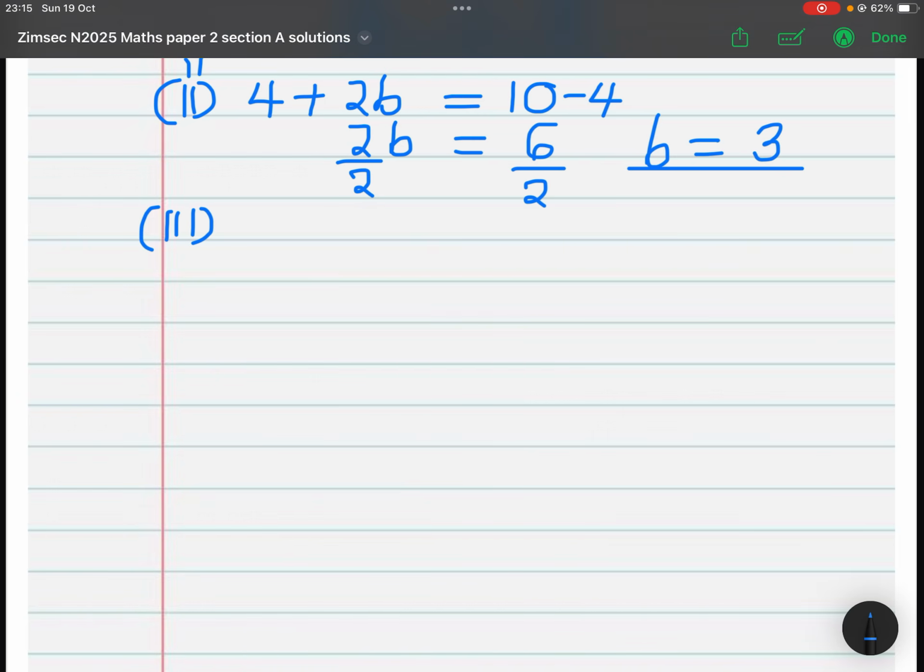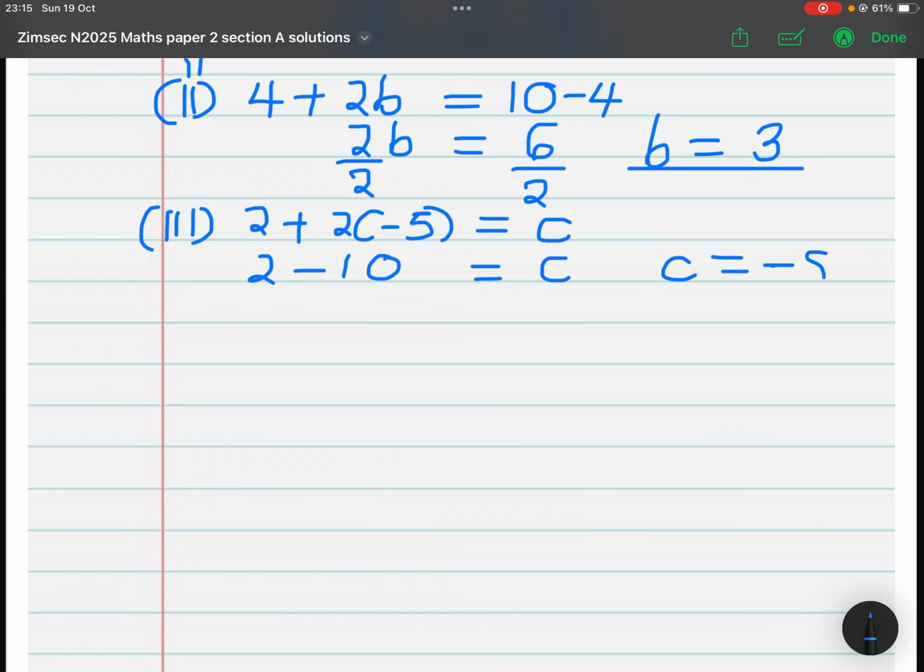This is now part 3 of the question. So we are saying 2 plus 2 times minus 5, we are going to get c. So it is 2 minus 10 is equal to c. It implies that the value of c is equal to negative 8. So that is how we find the values of a, b, and c.